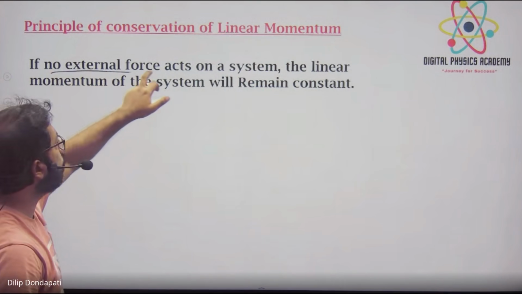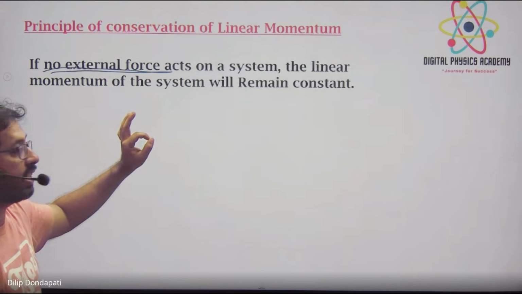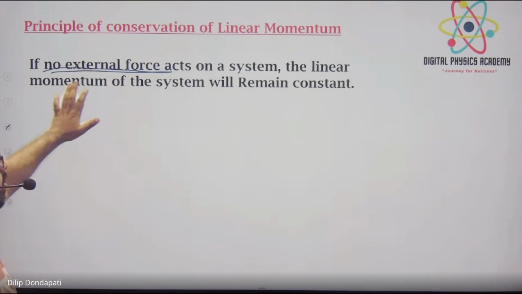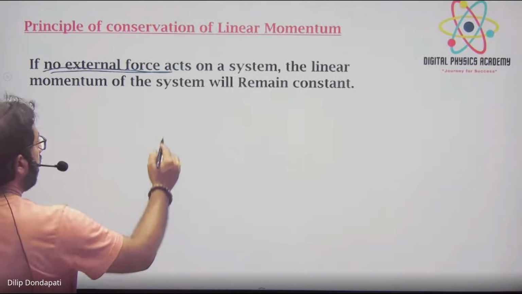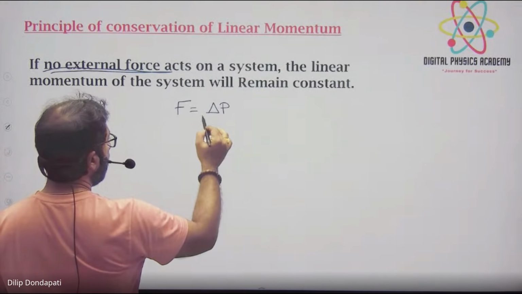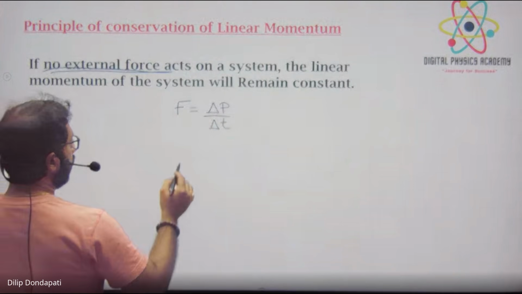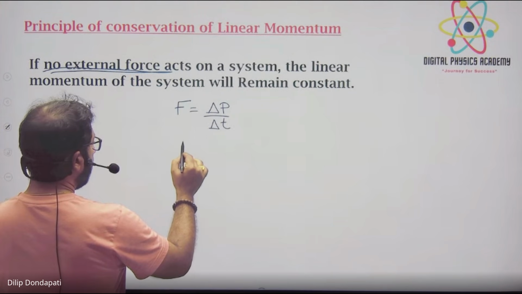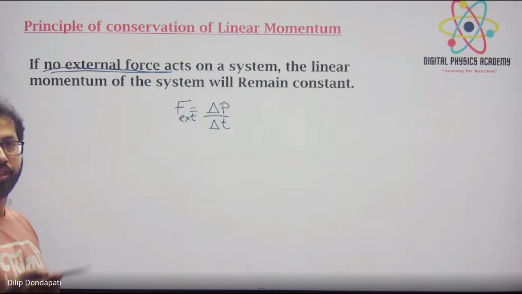Look, first write: if no external force acts on the system, very important, if no external force acts on the system, the linear momentum of the system remains constant. Meaning, look, we know that F is equal to delta P by delta T. This is the average force, right? Delta P by delta T. Now I can write, this is the external force, indirectly it is nothing but the external force only. External force, average force, everything is the same.